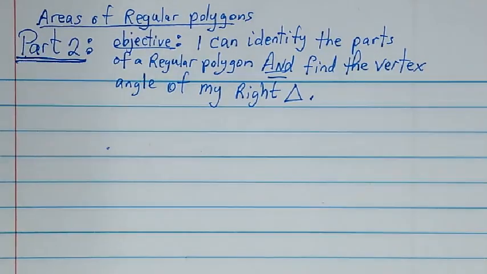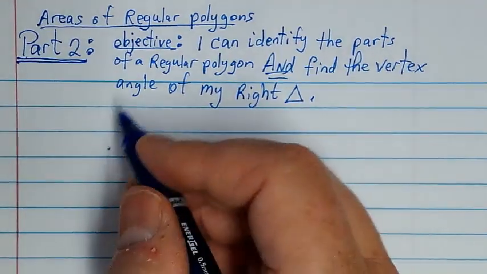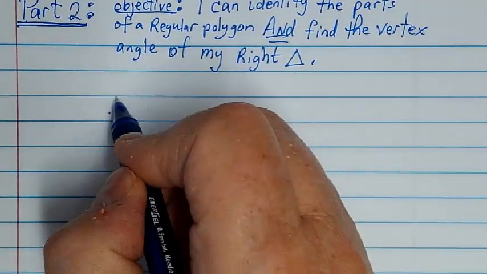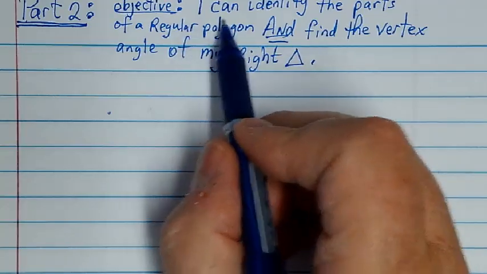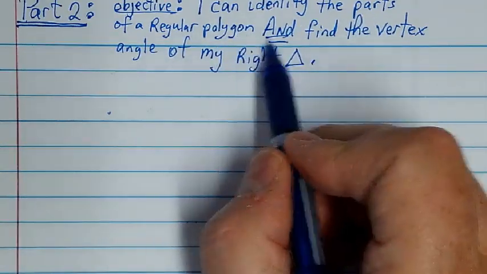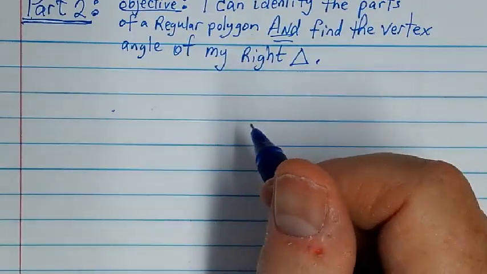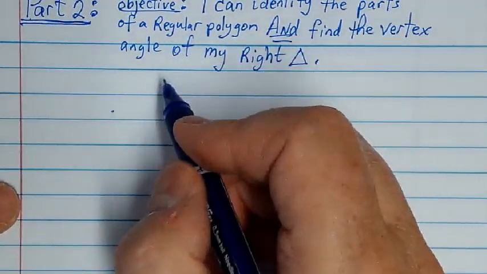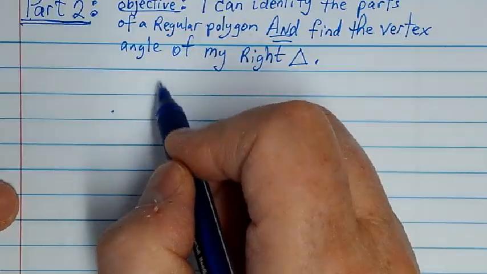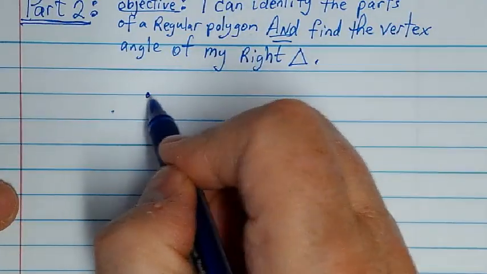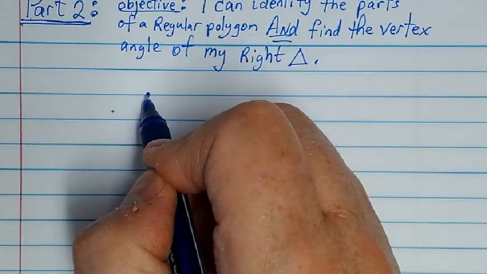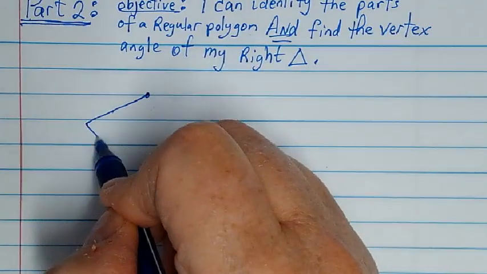And in order to do the ultimate goal, in this video I want to show you how to identify the parts of a regular polygon and to find the vertex angle of my right angle. And you don't know what that means yet, but you will in like 2 seconds. So I'm going to just draw a regular polygon, any old one.